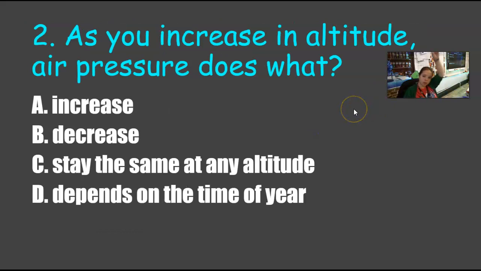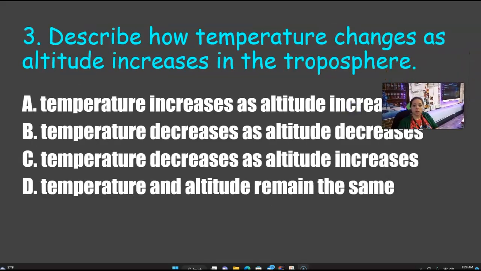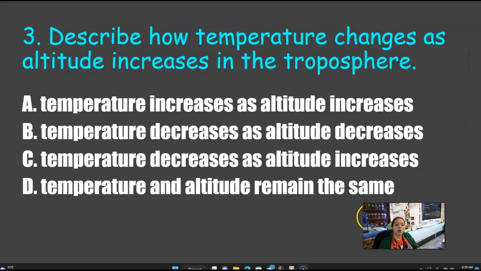As you increase in altitude, air pressure does what? Does it increase, decrease, stay the same at any altitude, or depend on the time of year? Describe how temperature changes as altitude increases in the troposphere. So as you go up in the troposphere, does temperature go up as altitude goes up? Does temperature go down as altitude goes down? Does temperature go down as altitude goes up? Or do they remain the same?